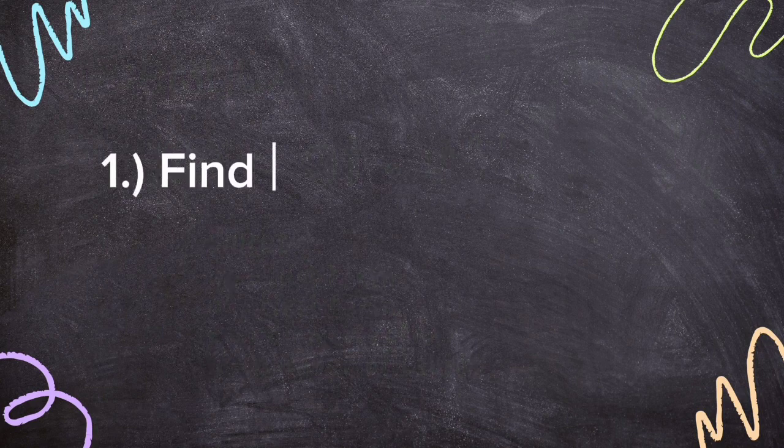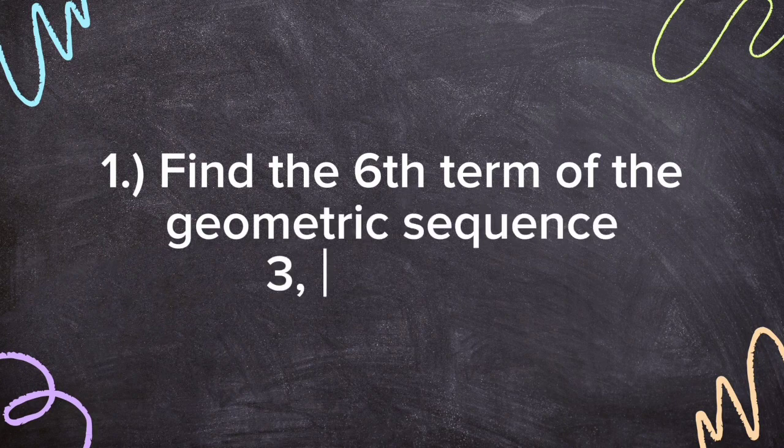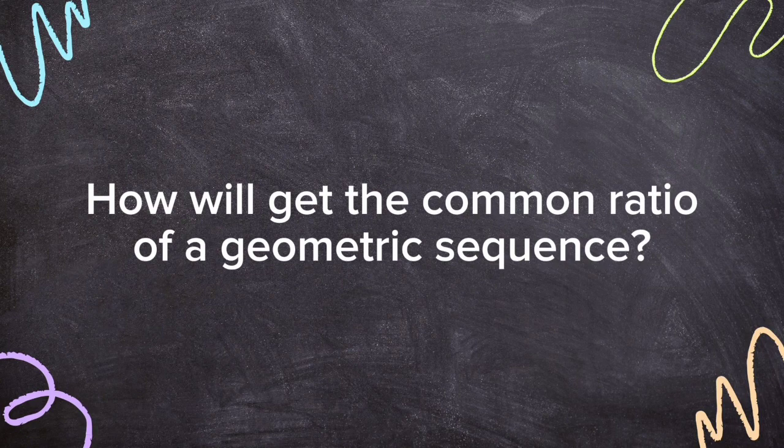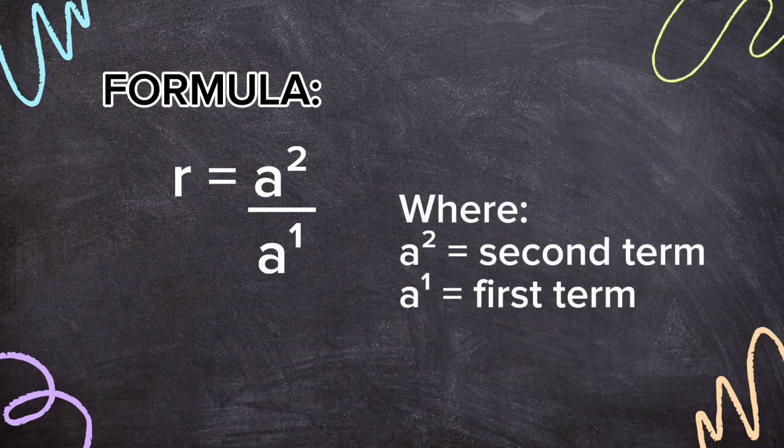So here's the first problem, based on the examples that we showed you before: the sequence 3, 6, 12, and 24. Find the a6 of the sequence. But before that, we will get the common ratio of the sequence. R, or common ratio, equals the second term divided by the first term, or r equals a2 divided by a1. So r equals 6 divided by 3, which is 2. So the common ratio of this sequence is 2.